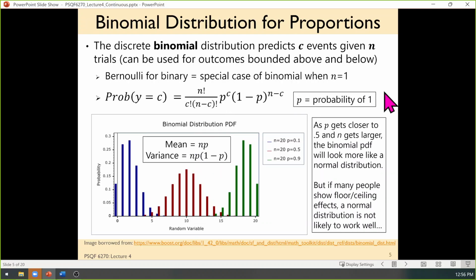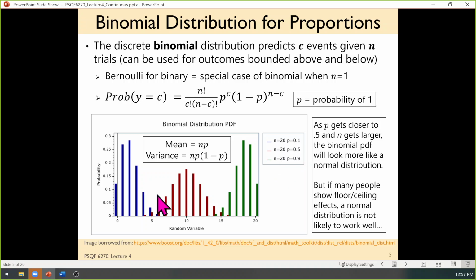So here's what binomial looks like. Here's a picture that I stole from Wikipedia as per my usual. And it is a one parameter distribution where the only parameter is p, the probability of getting a 1. So you multiply p times the number of trials, and that's the predicted mean of the distribution. So here are 3 examples at different levels of p for say a 20 item test, for instance.